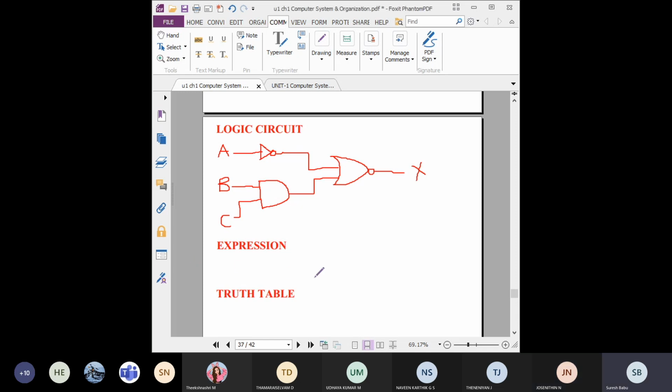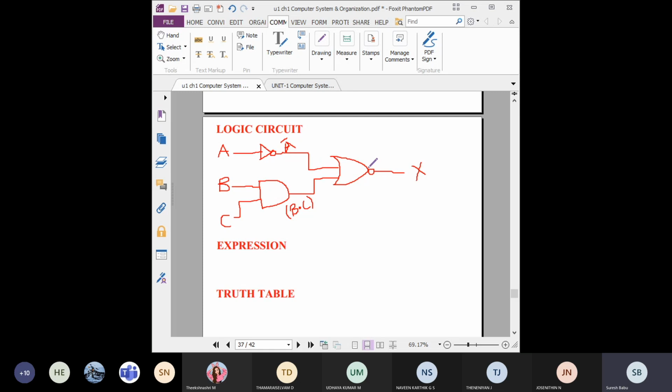Now we can make the expression. From the logic circuit only, you can write the expression. Here you have to write A bar, because A through a NOT gate gives A bar. Then B and C are the inputs of the AND gate. Students, how to write here? B dot C. Very good.